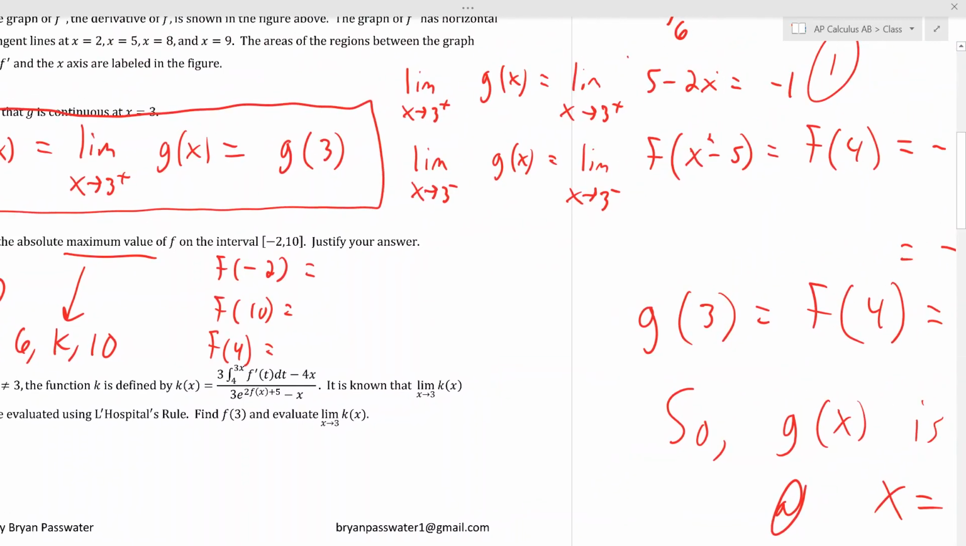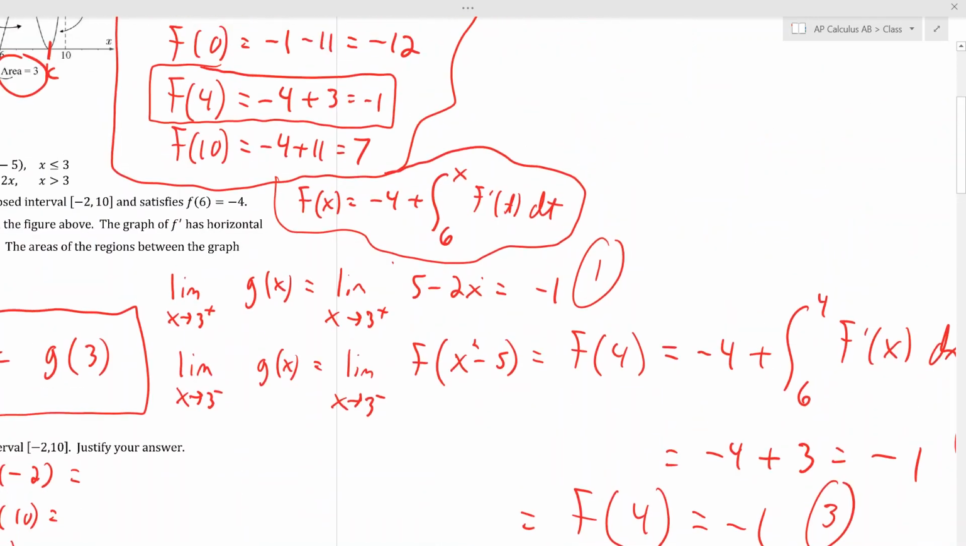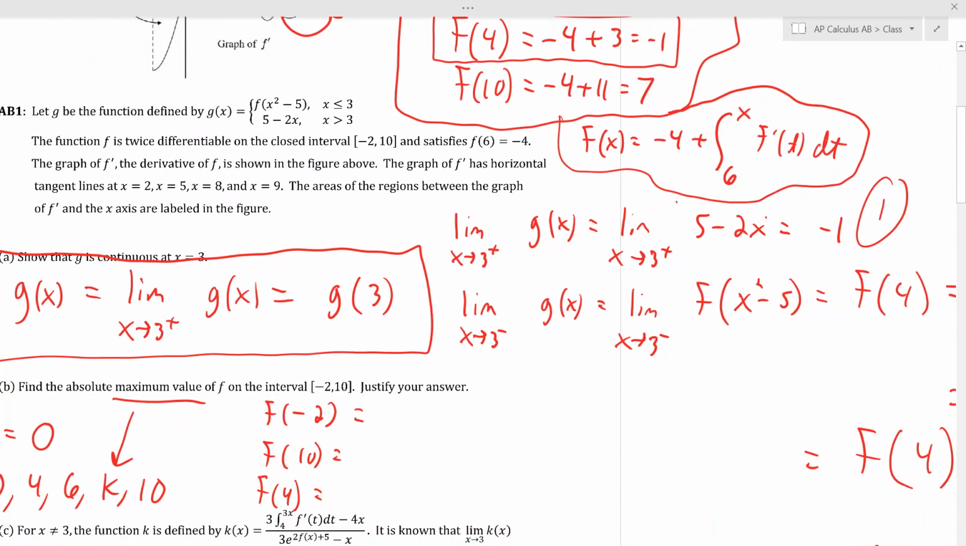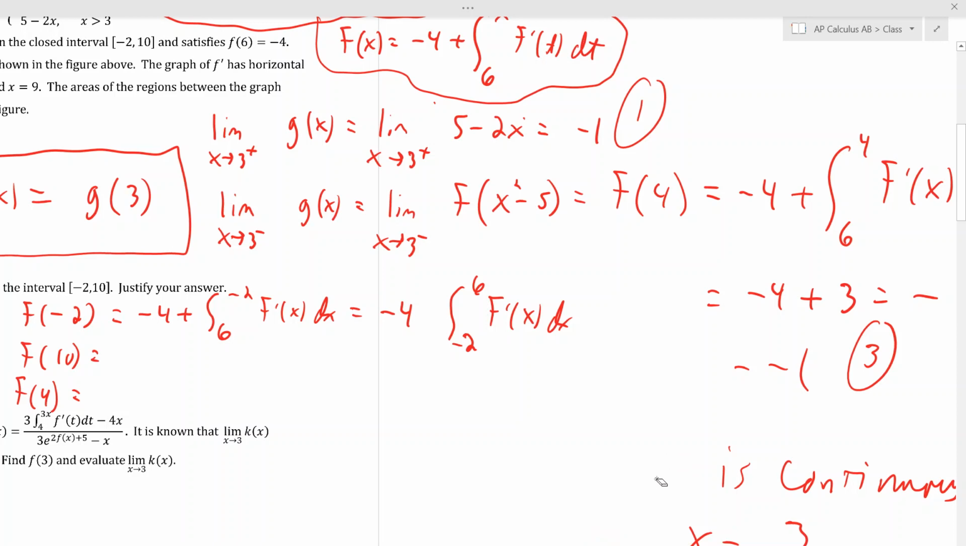So f of negative 2 is going to equal the same thing I did up here for my definition of f of x. That's taking the y value we know, negative 4, and adding the integral from where we know it to where we want to know it, 6 to x. So f of negative 2 is negative 4 plus the integral from 6 to negative 2 of f prime of x dx. And if you don't like integrating backwards, remember, if you switch the limits on your integral, what that does is change the sign out front of the integral. So if you want to integrate left to right, you can just flip the limits and change the sign out front.